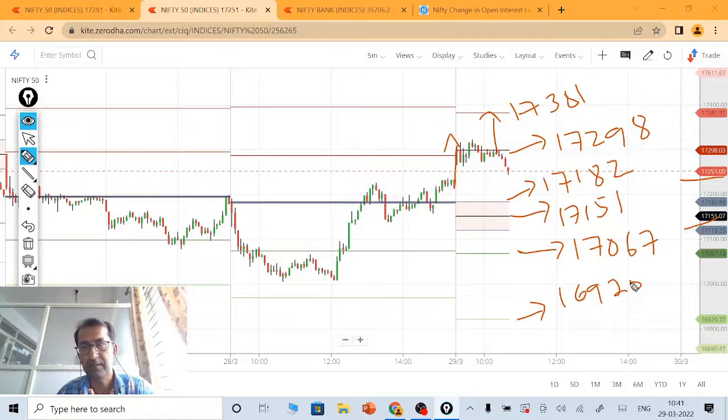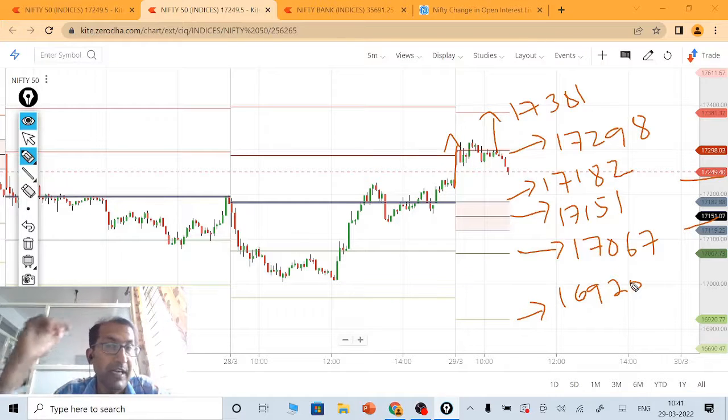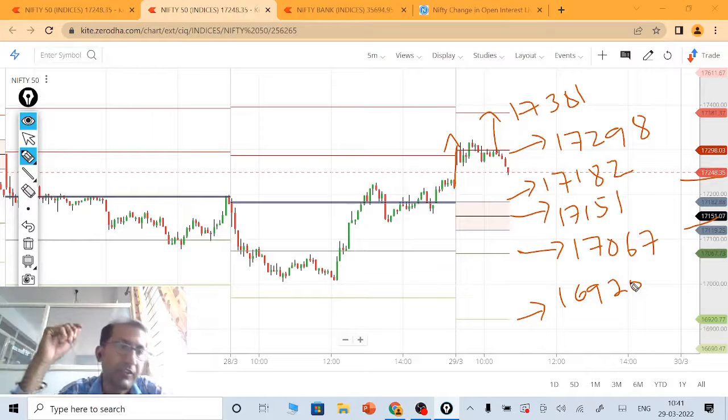It is a buy on the lower level strategy. So if the Nifty falls to 17,182 and sustains above that, you can go long for a target of 17,300, and if it takes 17,300 out, you can wait for a target of 17,381. So that is the Nifty chart for today.